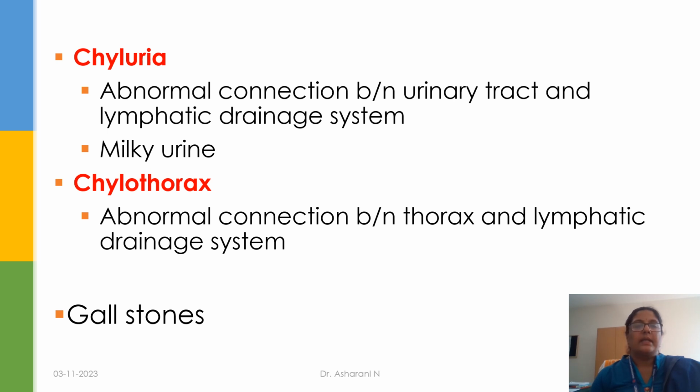Other applied aspects are chyluria. It's an abnormal connection between the urinary tract and lymphatic drainage, where the lymphatics will enter the bladder, and that's why there will be excretion of milky urine. Chylothorax is an abnormal connection between the lymphatics and thorax. Gallstones: again, if cholesterol is more, then they can form gallstones.